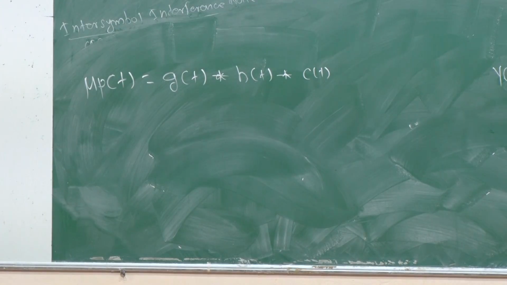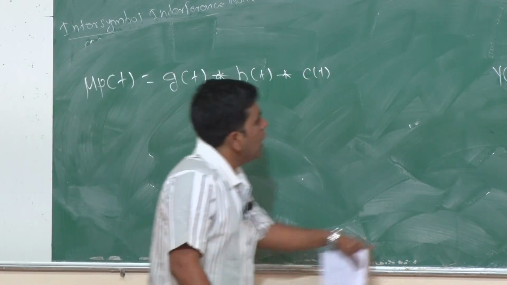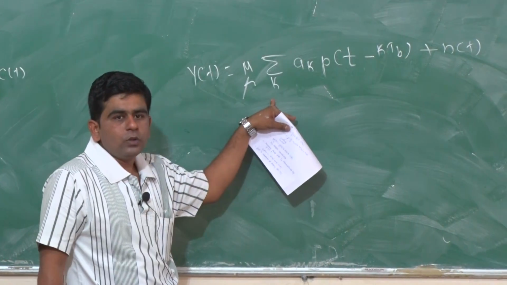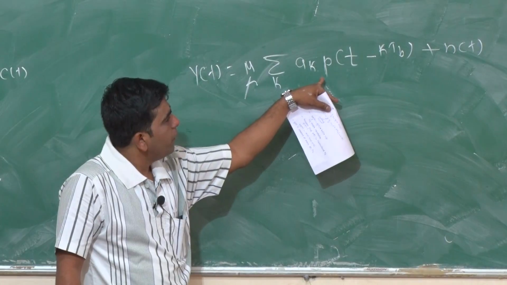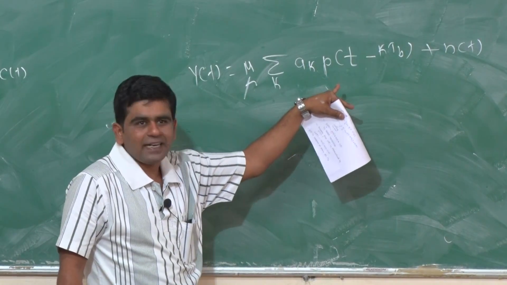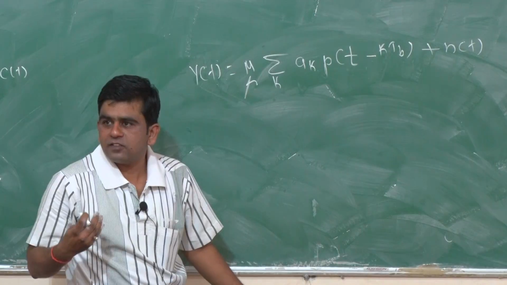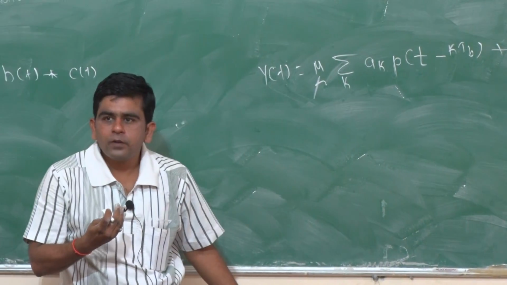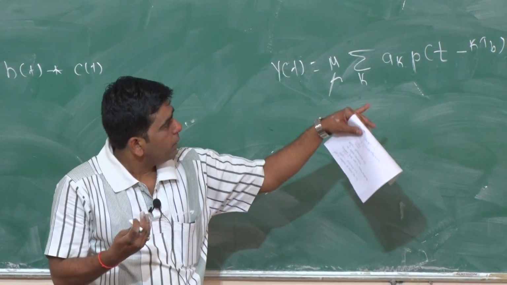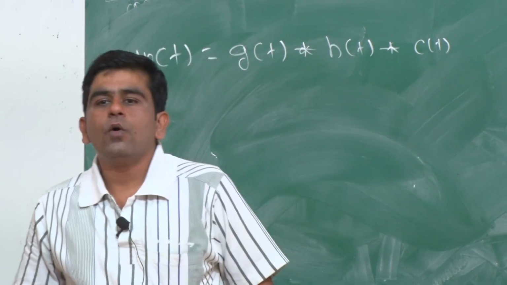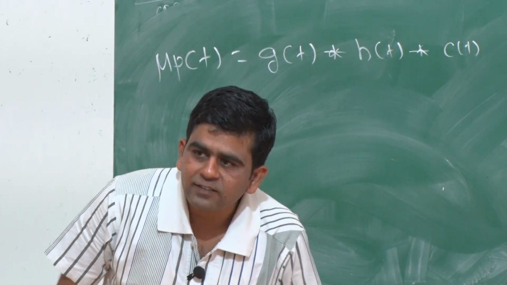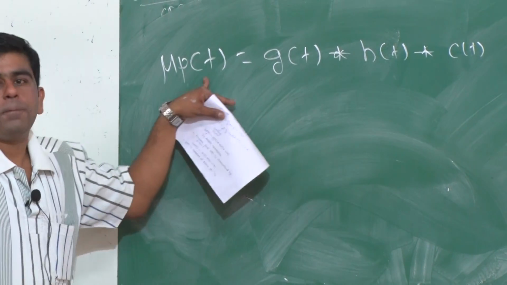Finally we are interested in your pulse p of t. From this equation, y of t is the output in terms of the scaling factor mu, summation over a_k, the modulated signal, times the pulse p of t minus k Tb, which gets shifted corresponding to each pulse, plus n of t. n of t is nothing but the noise generated by white Gaussian noise, out of which we are only interested in this mu p of t.